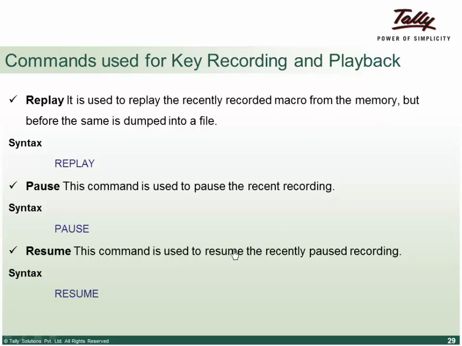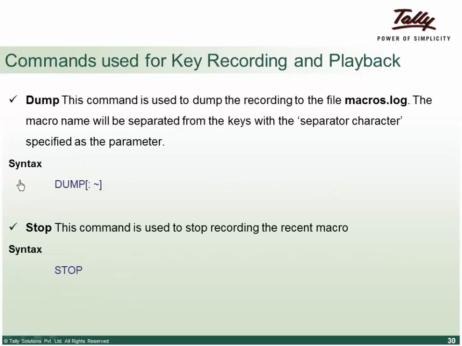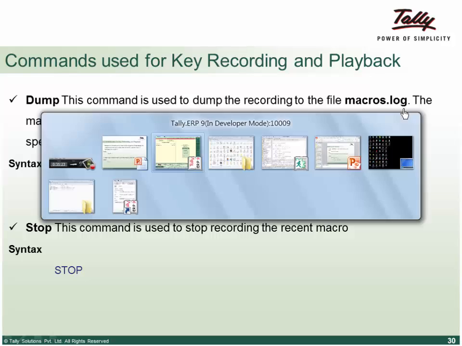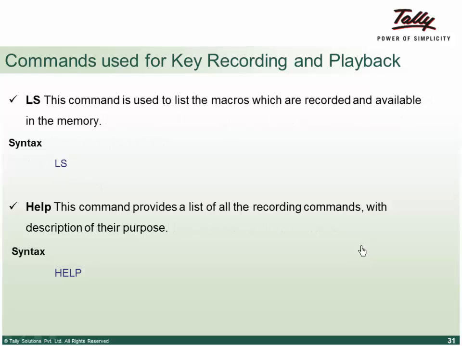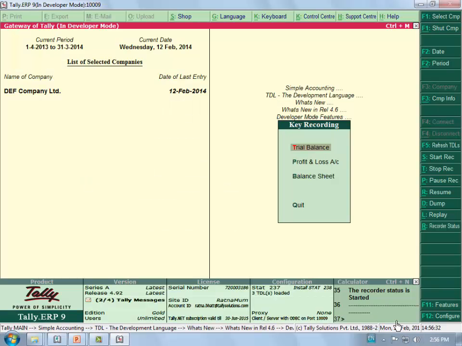You can pause the recording in between. You can resume the recording. You can give the dump. This command is used to dump the recordings to the file macros.log. The macro name will be separated from the keys with the key separator, that is the tilde sign that we have. This command will stop the recent recording. ls is used to list the macros which are recorded and available in the memory.